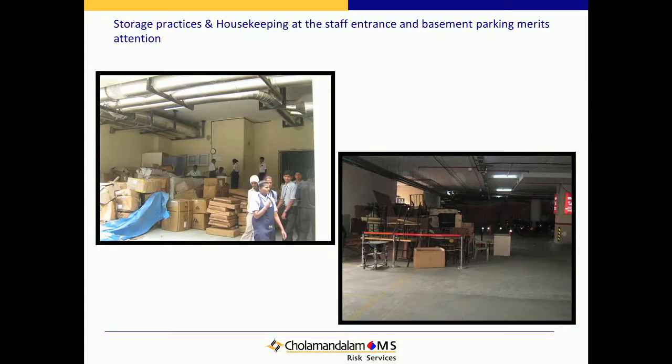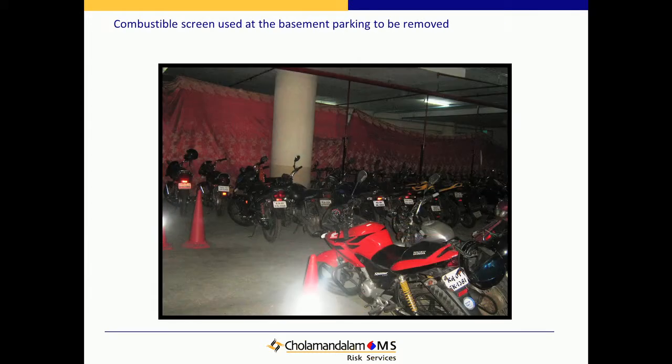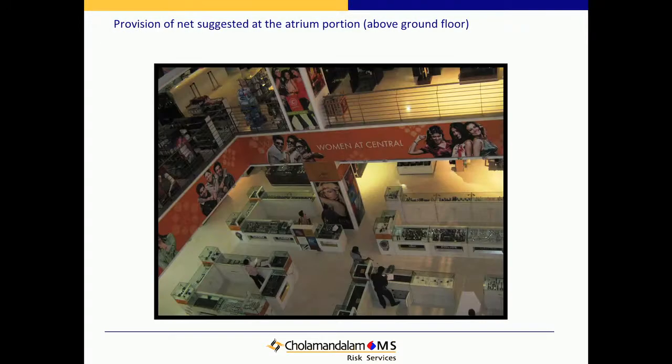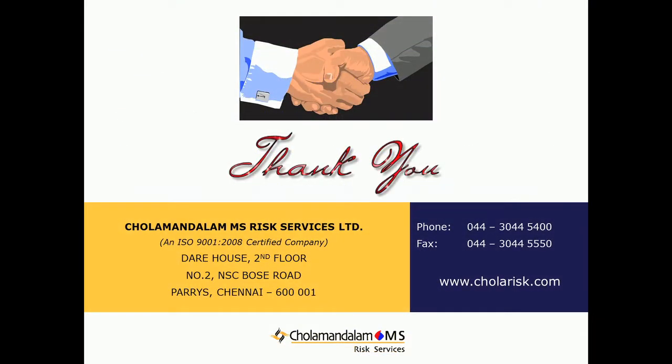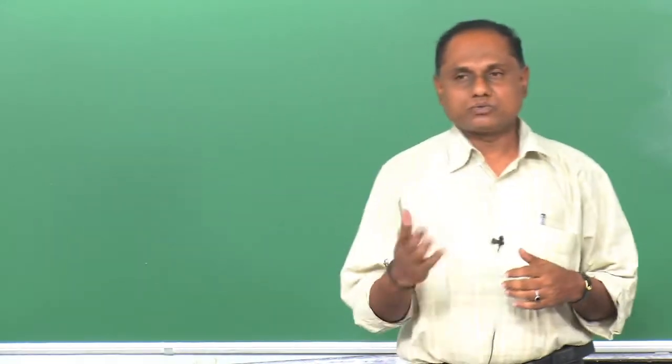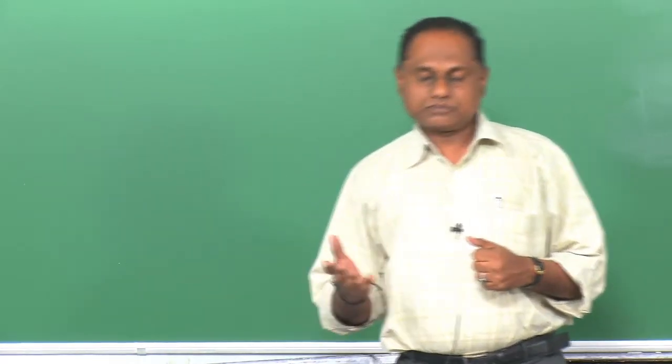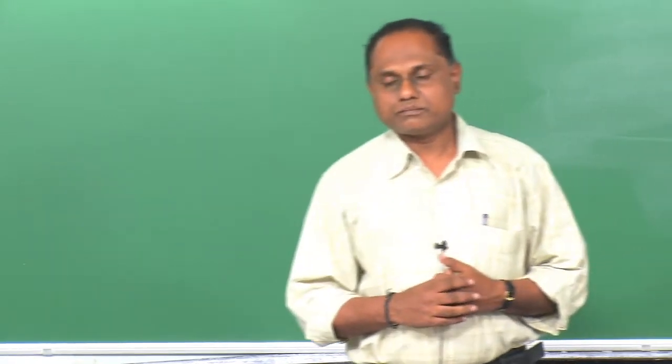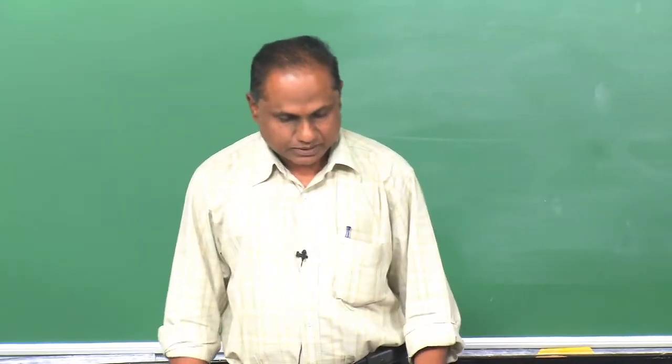So long as you're not aware of this, it's hard to see, but once you know the risks, then you'll see how it is. You can see storage practice and housekeeping are not proper there. A lot of combustibles are stored on the ground floor. This is just to give you a brief understanding of how to do an audit of a mall. When you go to a plant where a lot of flammables are handled and other major operations happen, it will still be a major risk.